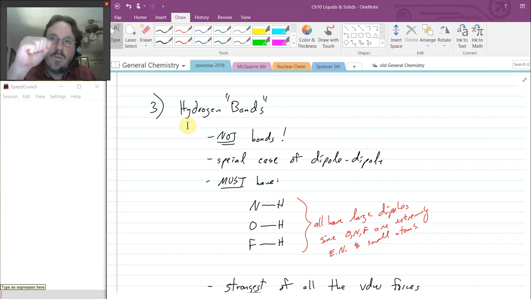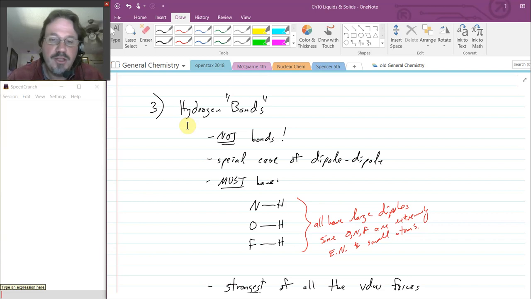Right? Bonds are within one molecule, holding an atom to another atom to another atom to make that molecule. We're talking about intermolecular forces between 2 different molecules, right? There's no bonds between those. Right? So the name is unfortunately poor. They're not bonds. All right. So what are they then? Well, hydrogen bonds are actually a special case of dipole-dipoles, which we just talked about. Permanent dipole-dipoles, but they're incredibly strong ones.